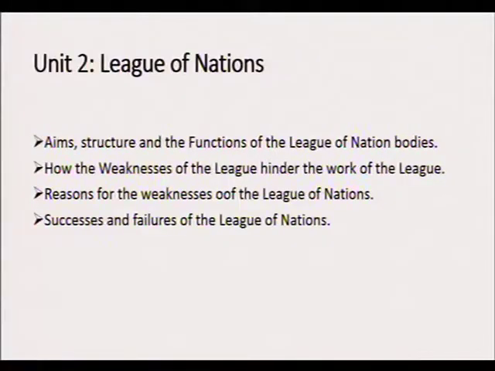In Unit 2, this will be question 2, it's about the League of Nations. The following topics should be considered: the aims, structure, and the functions of the League of Nations bodies, how the weaknesses of the League hindered the work of the League, reasons for the weaknesses of the League of Nations, successes and failures of the League of Nations.